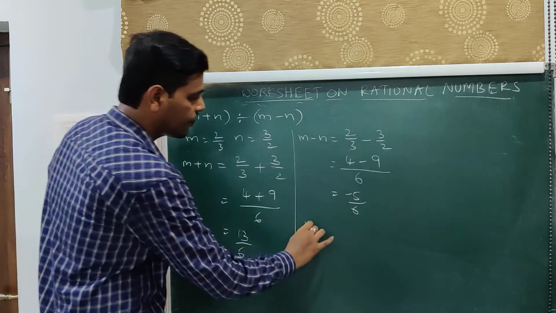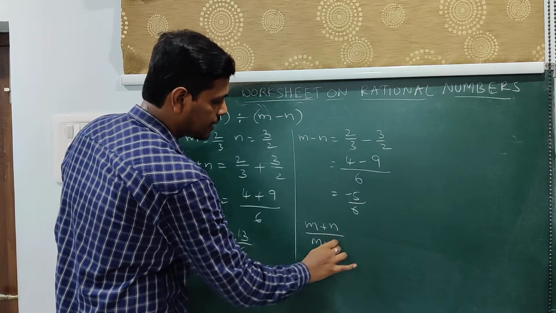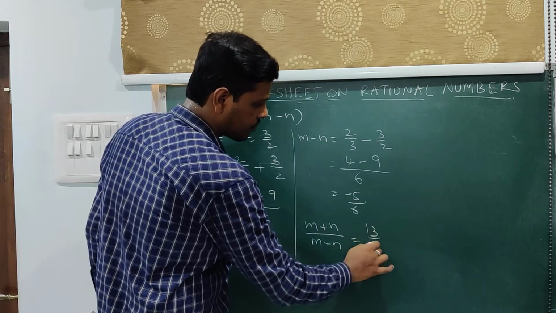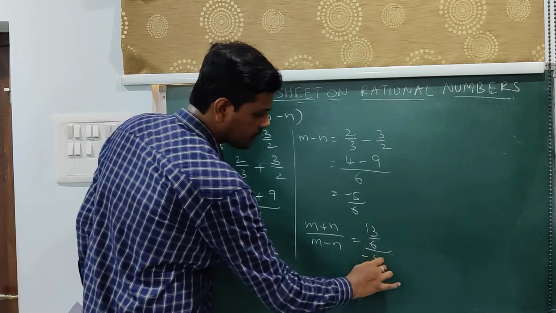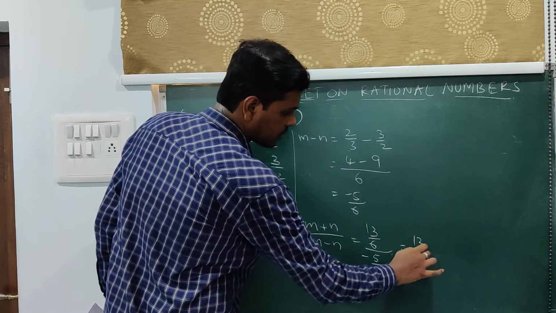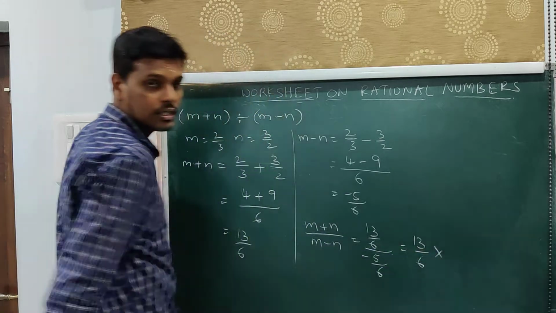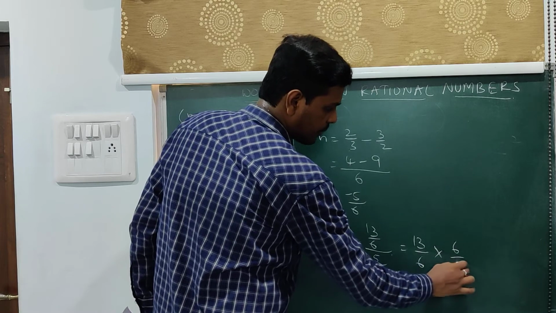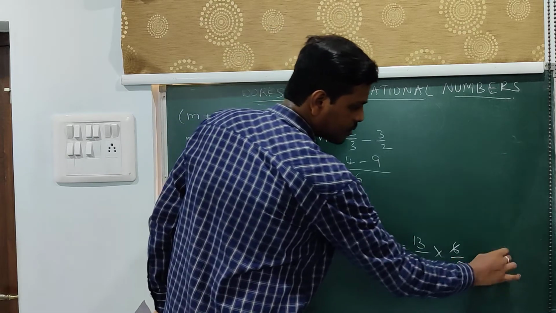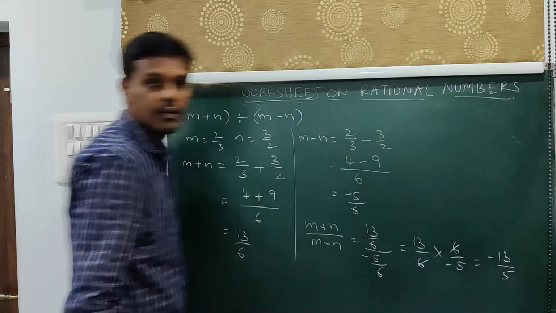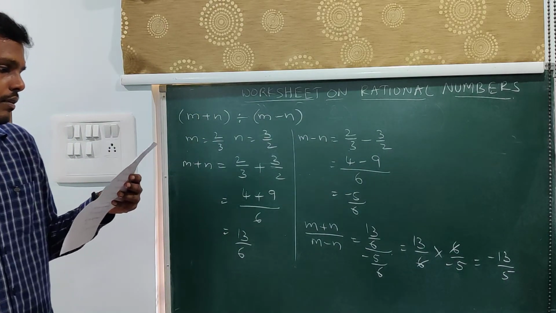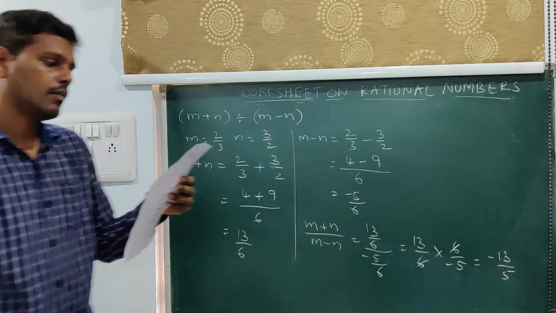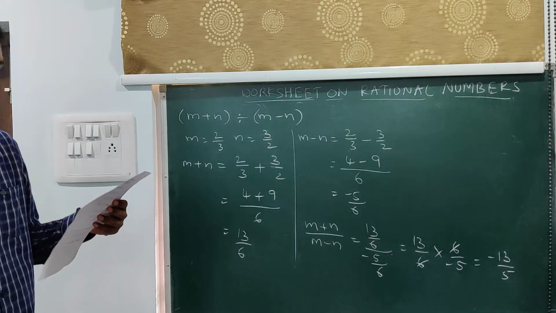Now the aim is to find out m plus n by m minus n. So m plus n is 13 by 6, m minus n is minus 5 by 6. Now this is 13 by 6, this division, convert it into multiplication and take the reciprocal of the denominator. So 6 by minus 5, 6 gets cancelled, this is minus 13 by 5. So that is the way to go about. Now similar case is the second one, which I am not discussing, which you will be doing on your own. Now I will be moving on to the third one, with that we will conclude.